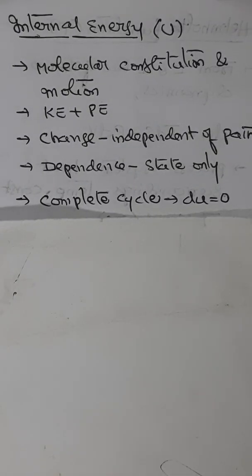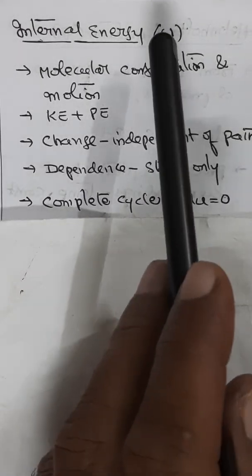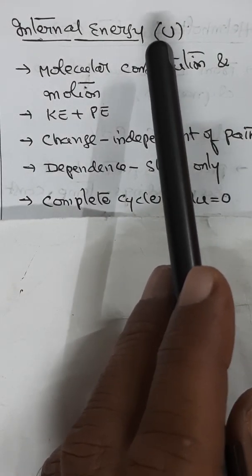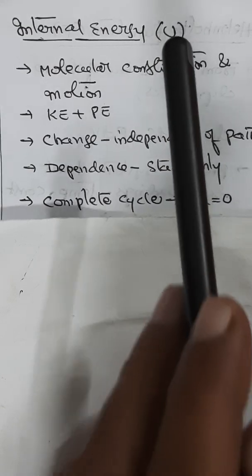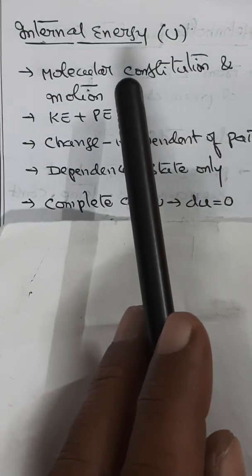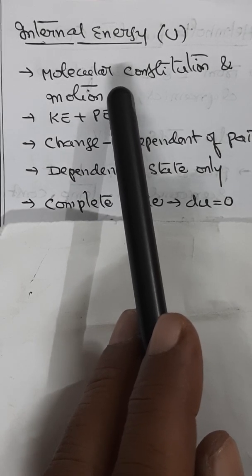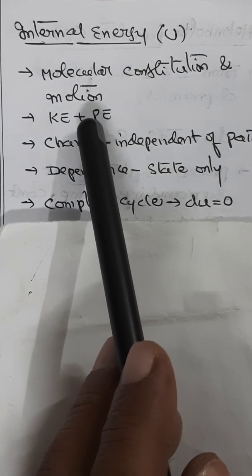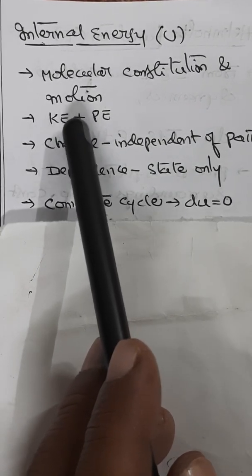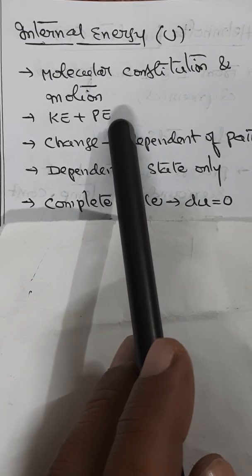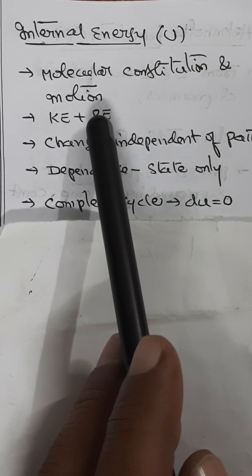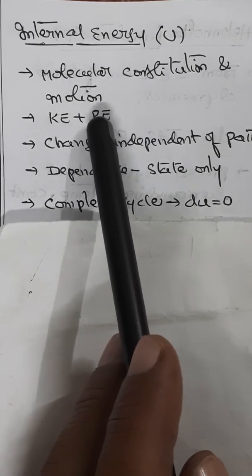Let us understand one of the thermodynamical potentials, what is known as internal energy. We all know that internal energy is generally represented by the alphabet U. The internal energy of the system is the energy which it possesses due to its molecular constitution and motion. This is nothing but the sum of kinetic energy and potential energy. Kinetic energy is due to the motion of the molecules. Potential energy is due to the mutual attraction of molecules. Anyway, this is the sum of kinetic and potential energies.